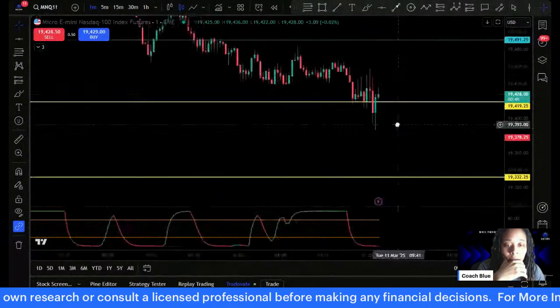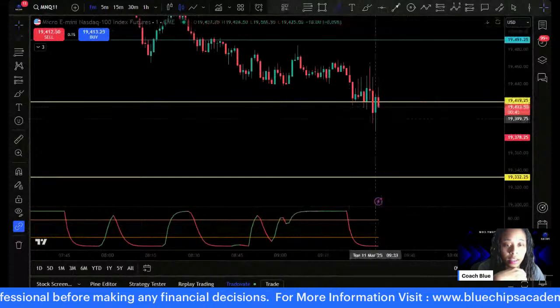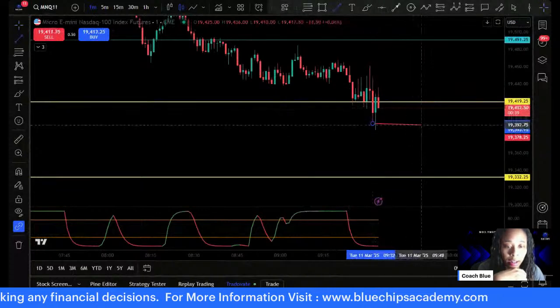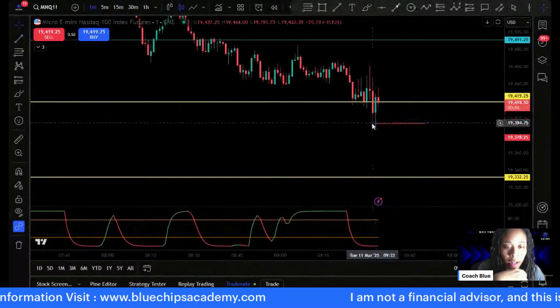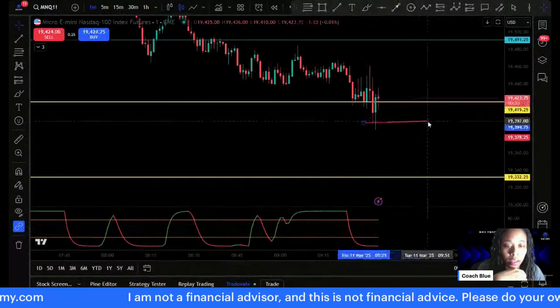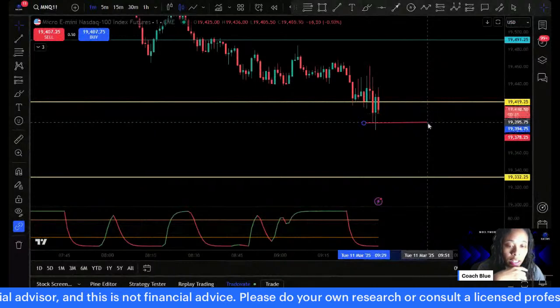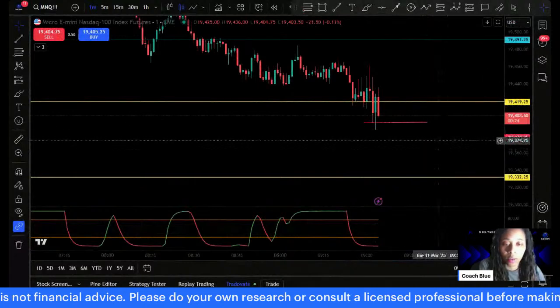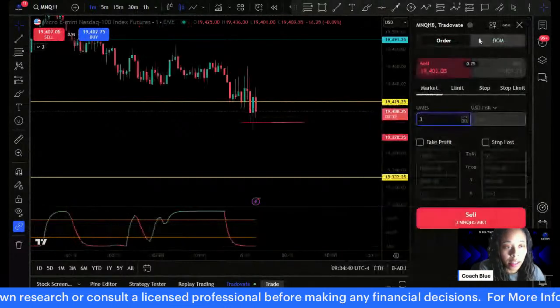So now we see that price found support right here, guys. Now what I want to see is price break past here. If price breaks past here, then I feel confident about a potential sale. But if it doesn't, then we might be finding support right here. We're at less than 25 seconds. So let me look at my sale here. I'm not in anything yet.